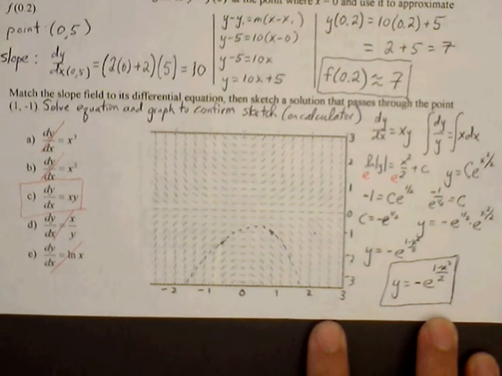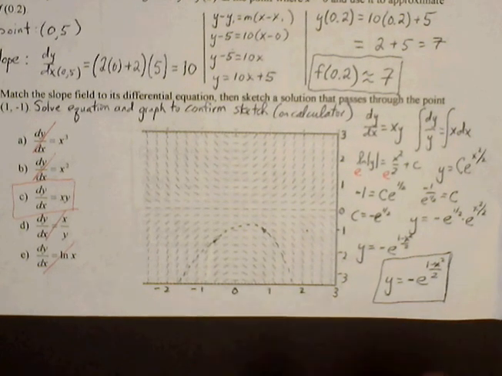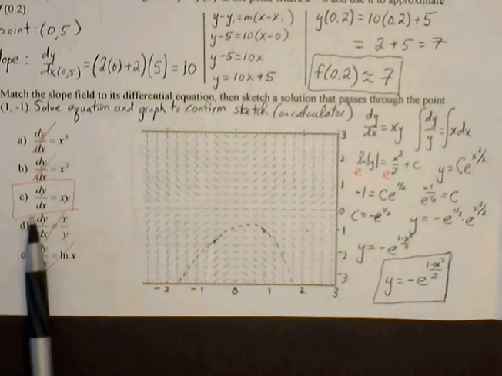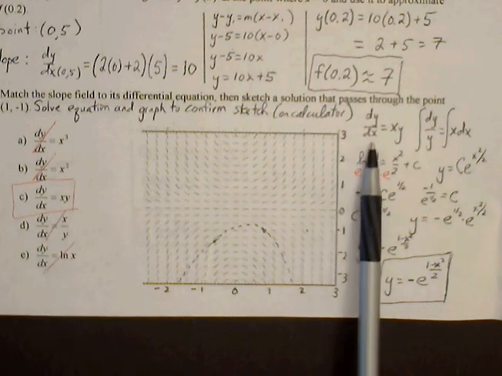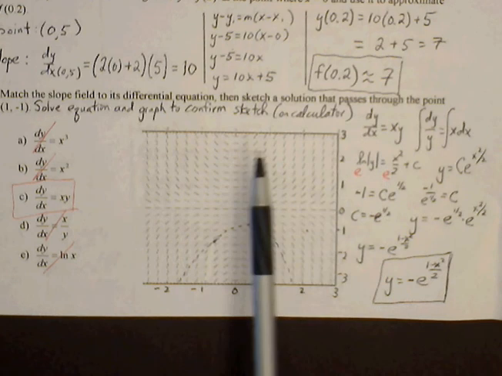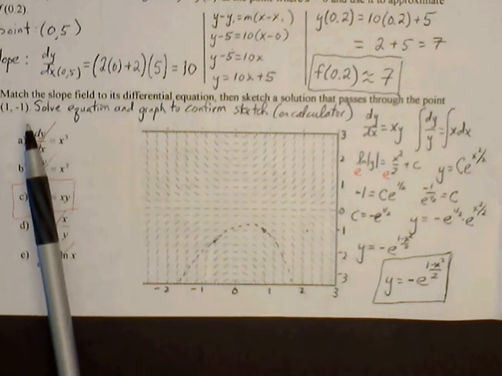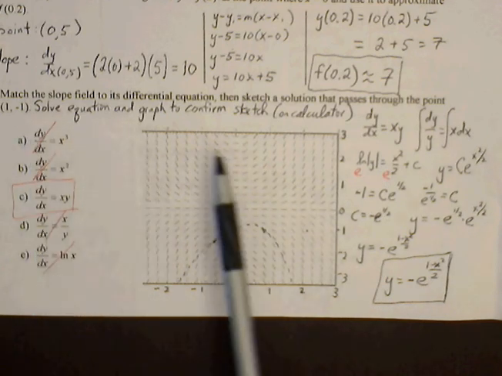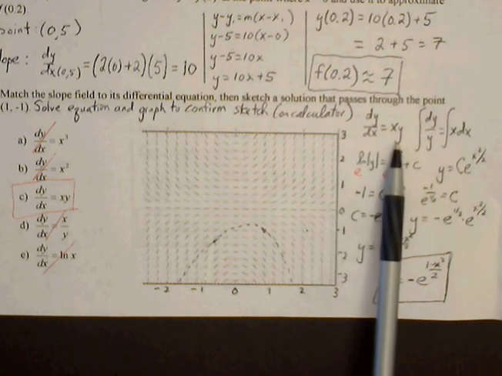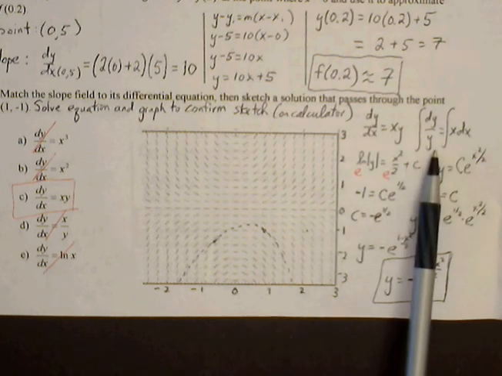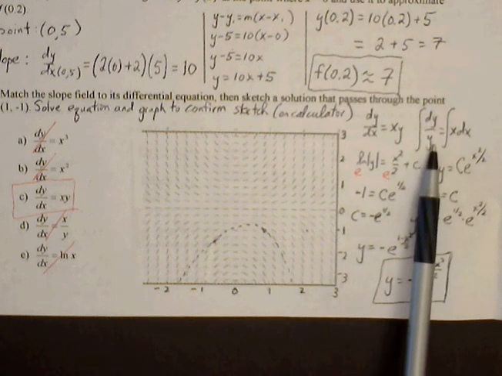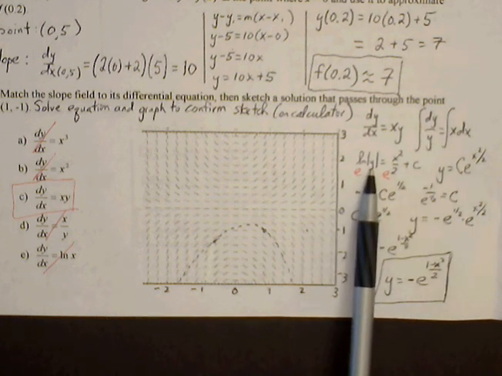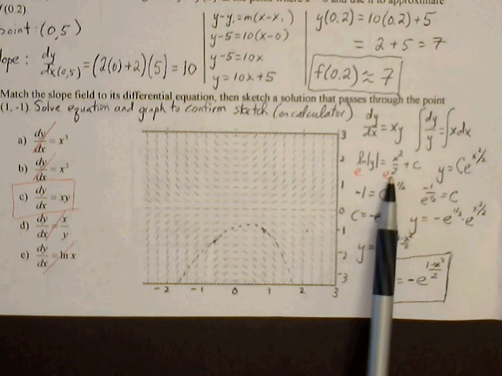All right, for the next part, we want to solve the equation. To solve it, we're going to separate the variables, and then solve for the specific equation by plugging in the ordered pair 1, -1. So dy over dx equals xy. We separate the variables: dy over y is equal to x dx. Take the integral of both sides. The left side is the natural log of the absolute value of y. The right side is the power rule, so x squared over 2 plus c.